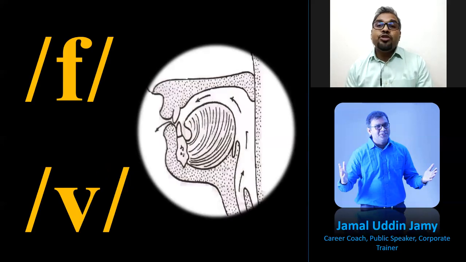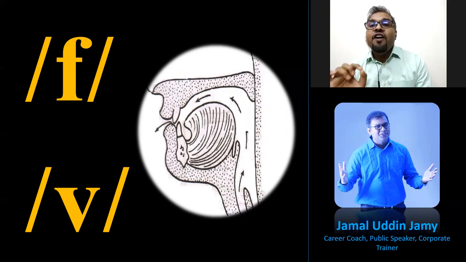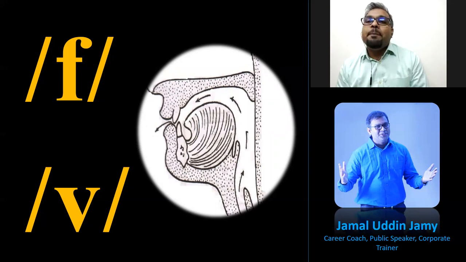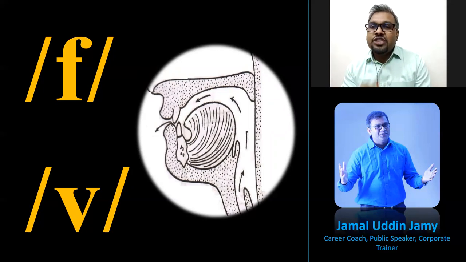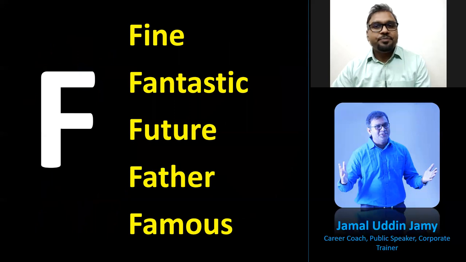In Bengali, we do have an equivalent sound, but that is a bilabial sound. Using two lips, we are supposed to pronounce this sound. Pa, ba. But this one, fa, va. See the place of articulation in the picture. Your upper teeth will touch your lower lip. Fa. Let's practice with some examples.